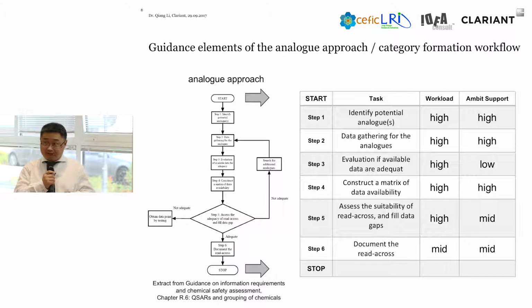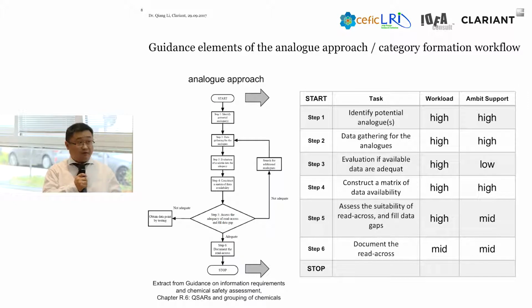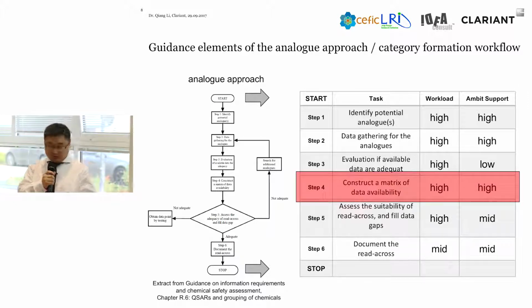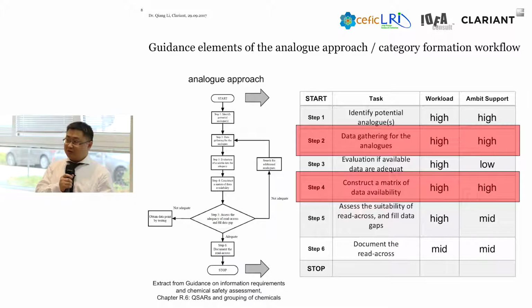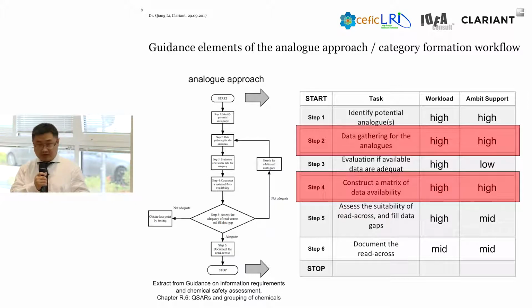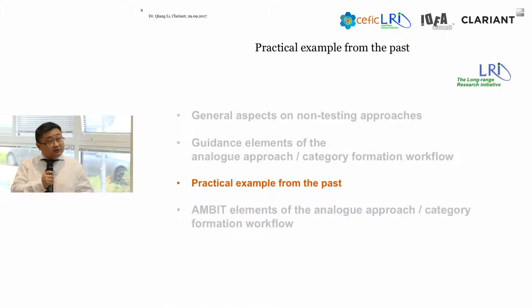In order to help the assessor to better finish the job, AMBIT was further developed, and for each step I think AMBIT could do a little bit, especially for step 4 to construct the data matrix, and step 2, the data gathering for all the analogs as well as the target structures. I think for step 6 AMBIT will also help a lot to create the report automatically to document all the valuable information under the procedure.